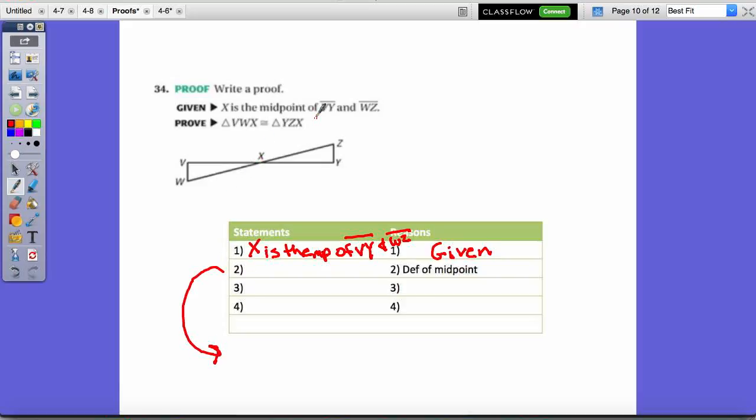If X is the midpoint of VY, that means that VX is congruent to XY. And I'm going to mark that. So that means VX is congruent to XY. That also means, since X is the midpoint of WZ, that WX is congruent to XZ. It does not mean all four, what, did I write it wrong? Isn't it ZX? WX, XZ. It's okay, so I'm just doing midpoint, okay?